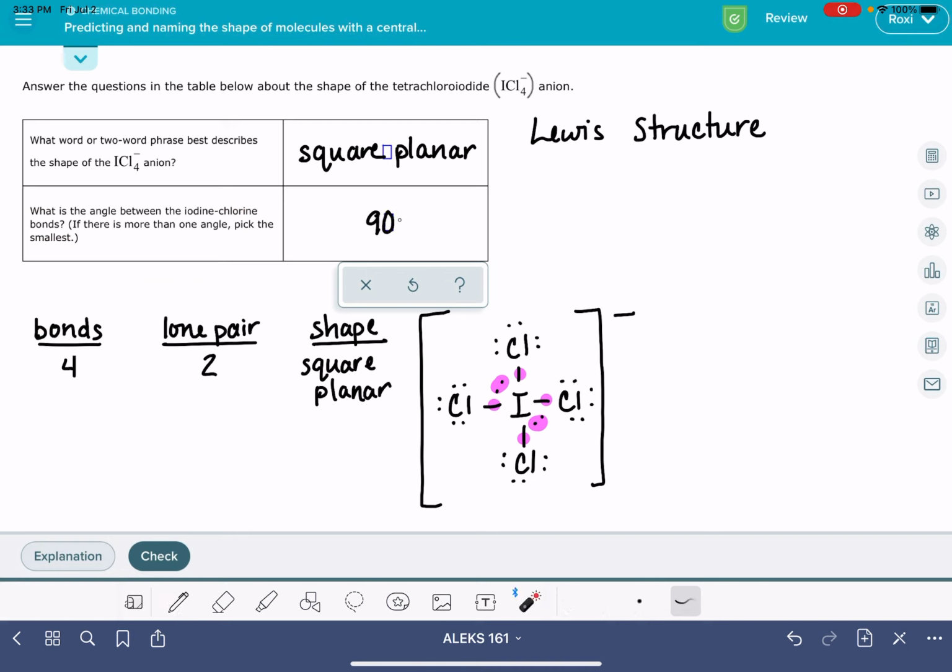So again, the biggest tips that you have here are to find that Lewis structure, look it up on the internet or draw it, and then find this table that gives you a relationship between the number of bonds and lone pairs and what the shape of the molecule might be.